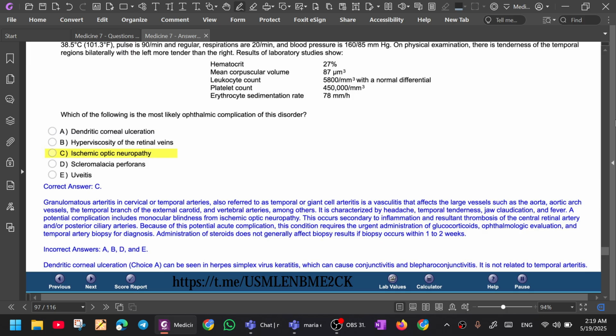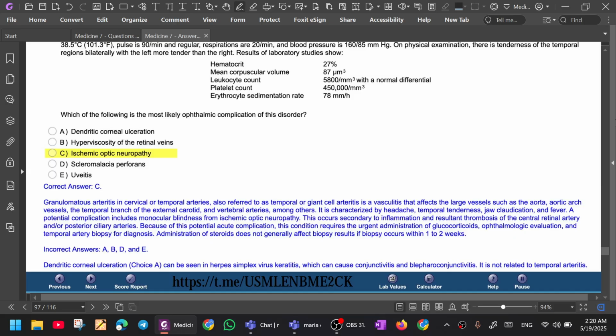Granulomatous arteritis, cervical or temporal arteritis, is referred to as temporal or giant cell arteritis. It is a vasculitis that affects the large vessels such as the aorta, aortic arch, temporal branch of the external carotid and vertebral arteries, among others. It is characterized by headache, temporal tenderness, jaw claudication, and fever.